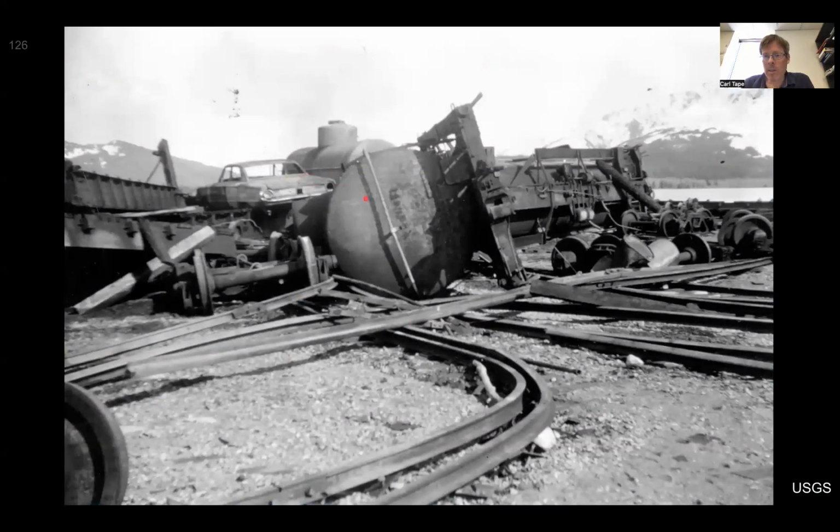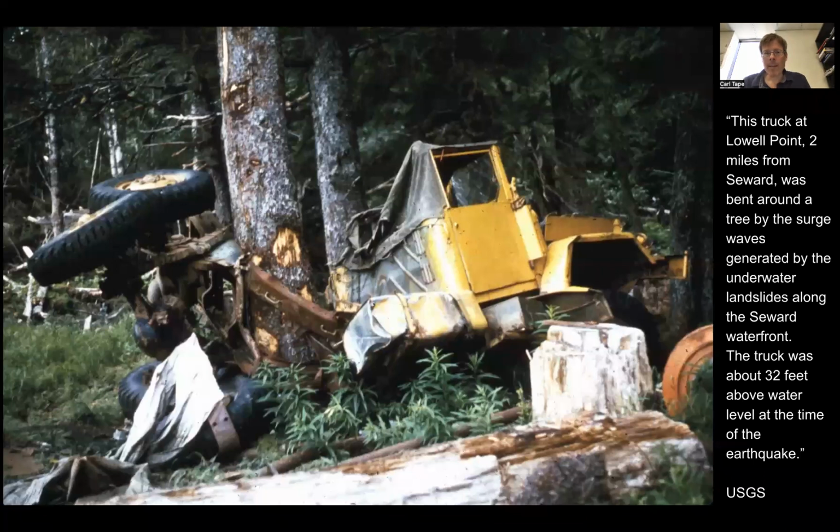Here's a car next to a train with tracks that are bent, trains knocked over. That's the impact of these tsunami waves. And here's a truck at Lowell Point, 2 miles from Seward, bent around a tree by the surge waves generated by the underwater landslides. The truck was about 32 feet above water level at the time of the earthquake. So just another mark on man-made structures to impress the point of these effects. In this case, local tsunami waves caused by submarine landslides, caused by strong shaking from the earthquakes.